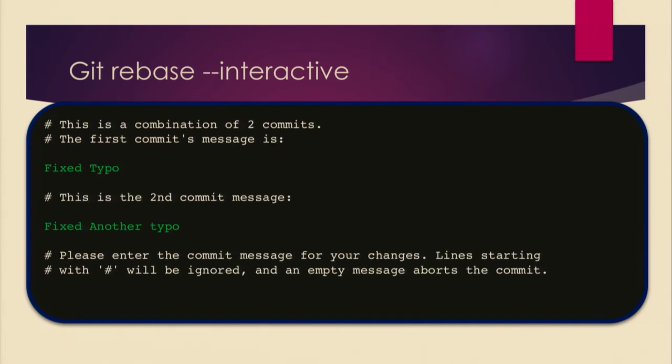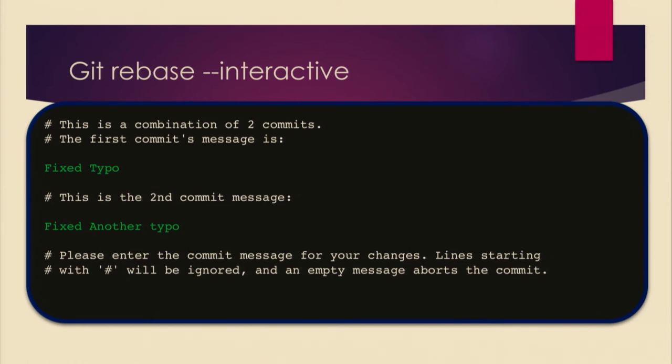Git is going to tell you, oh, perfect, you wanted to squash them? Well, I'm smart, but I'm not that smart. You have these two messages. Which one should I keep? What does the combined message need to look like? And Git's going to let you edit so you can decide what your final message looks like.